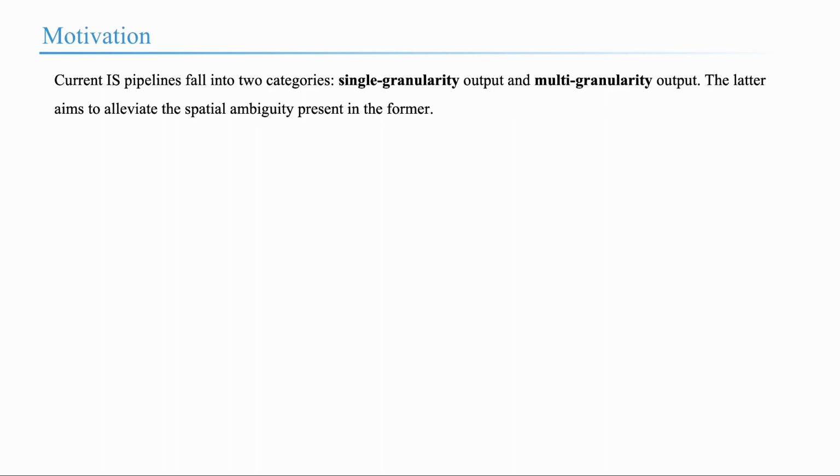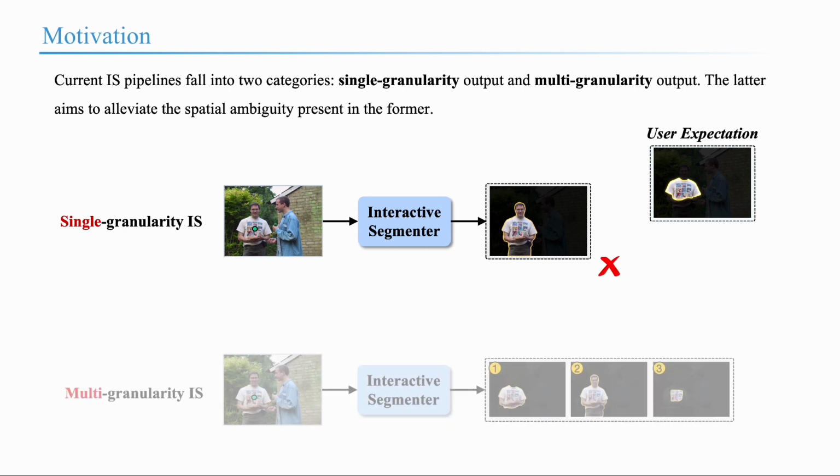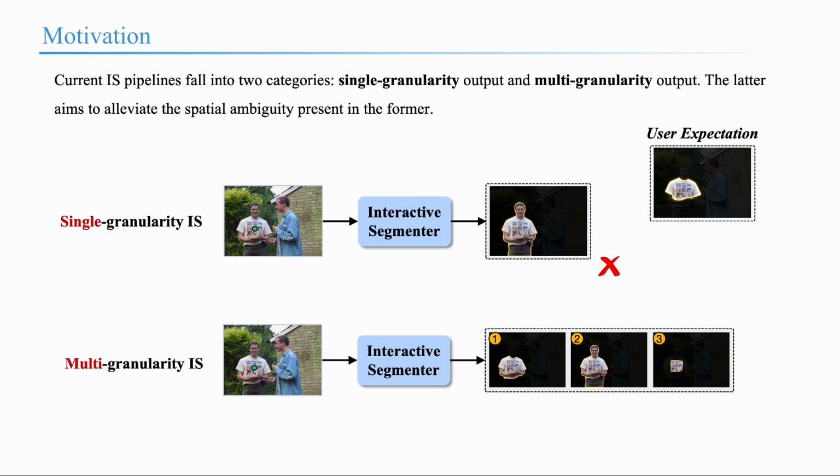Current IS pipelines fall into two categories, which are single granularity output and multigranularity output, respectively. The latter aims to alleviate the spatial ambiguity present in the former. However, the multigranularity output pipeline suffers from limited interaction flexibility and produces redundant results.